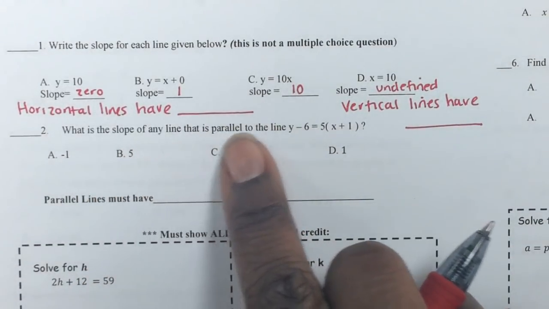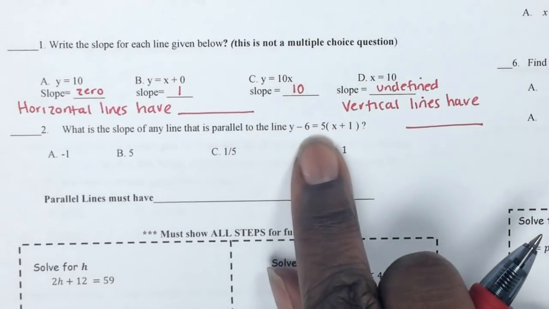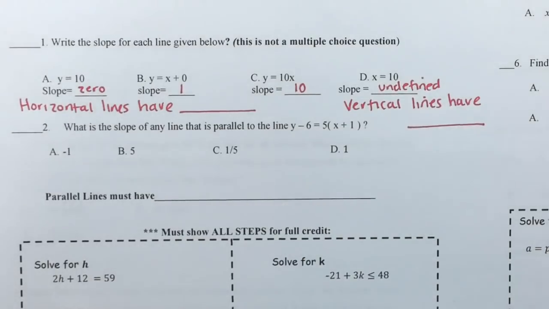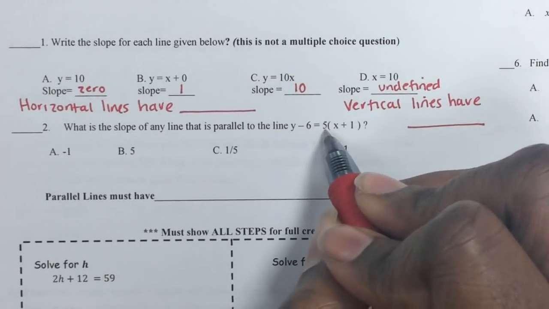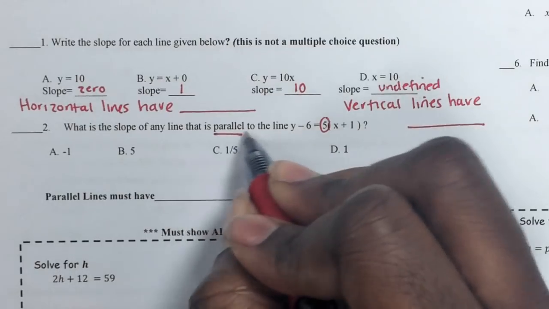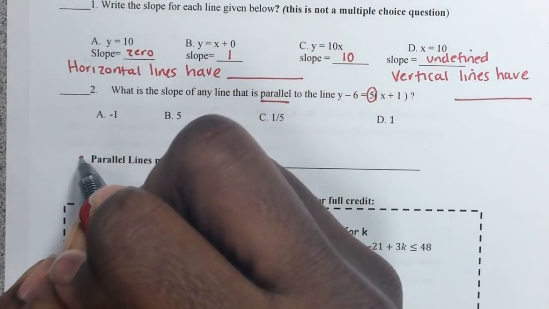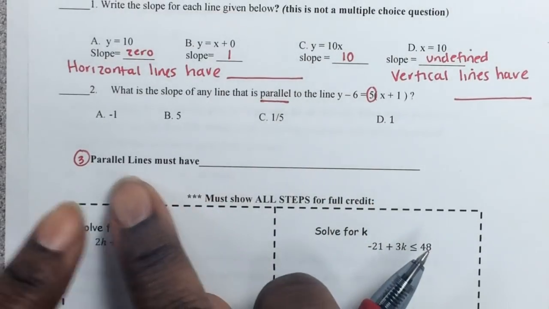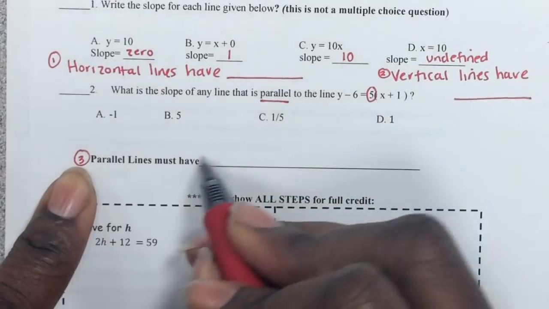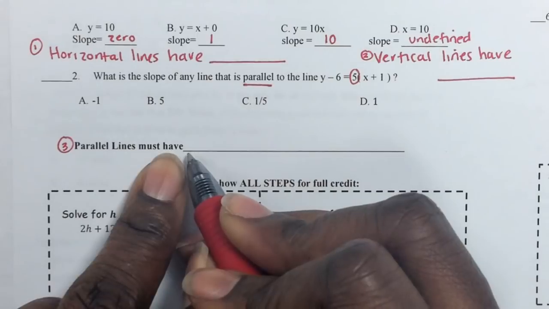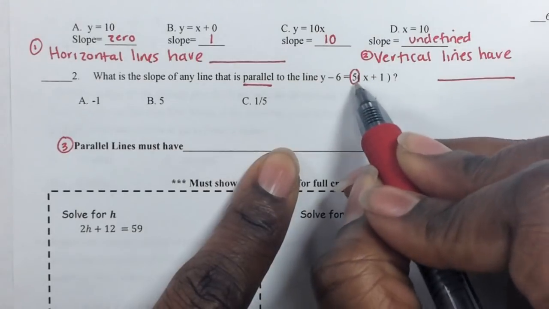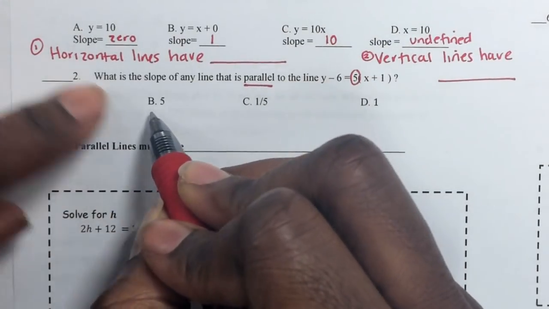What is the slope of any line that is parallel to this line right here? This is an equation. It's not slope-intercept form, but it is point-slope form. And if you remember, the slope is going to be right here next to the parentheses. This is the slope that we need, and we need something that's parallel to it. So this is the third thing I want you to write on your notes. Parallel lines must have, you should already know that, the same slope. So the same slope as a 5, the answer for this one would be B.